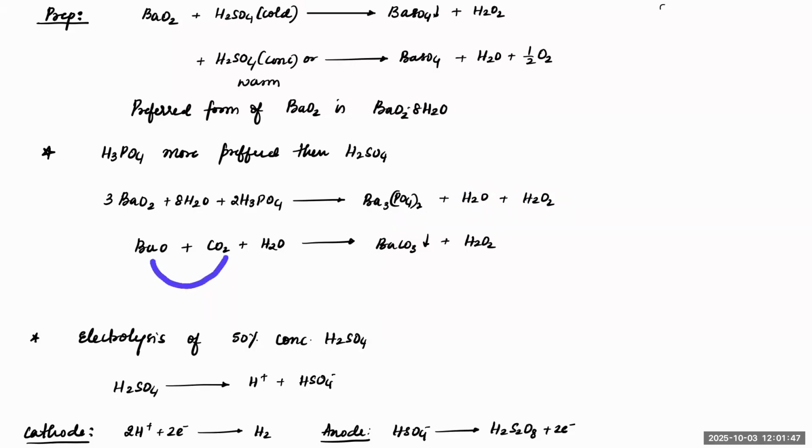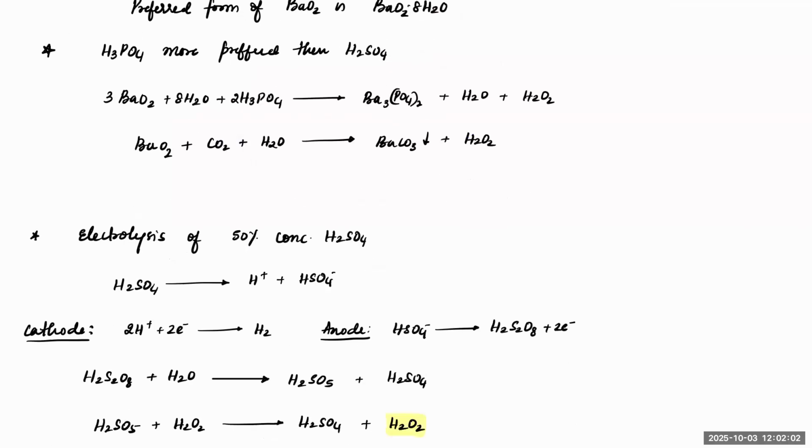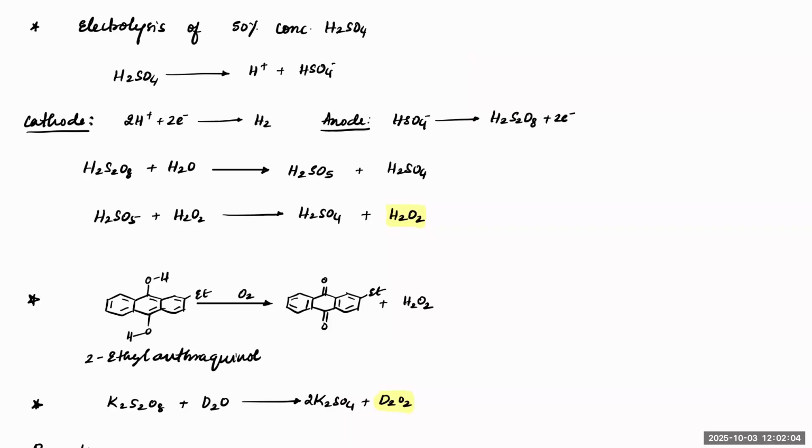Right. And barium peroxide, when you react with carbon dioxide and H2O, that will also convert into barium carbonate and peroxide. Okay. Another way we can do is by hydrolysis of concentrated H2SO4.